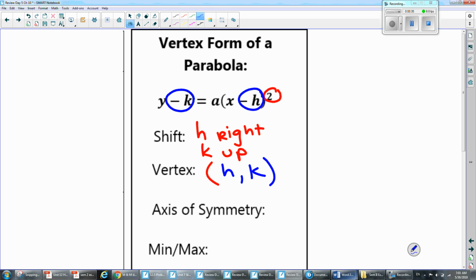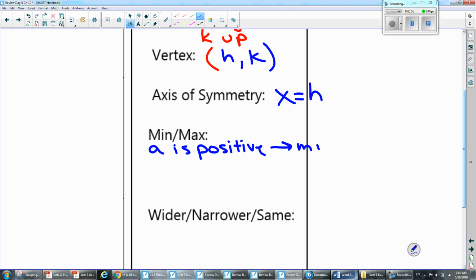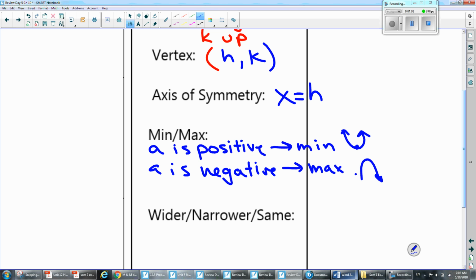So when we find that axis of symmetry, x equals makes it a vertical line. It is going through the x coordinate of the vertex. The minimum and the maximum depends on that a value. So if a is positive, this parabola opens up, it'll have a minimum. That vertex is the smallest value. If a is negative, that's when you'll get a maximum. Since your parabola is opening down, this vertex here is now the top point.